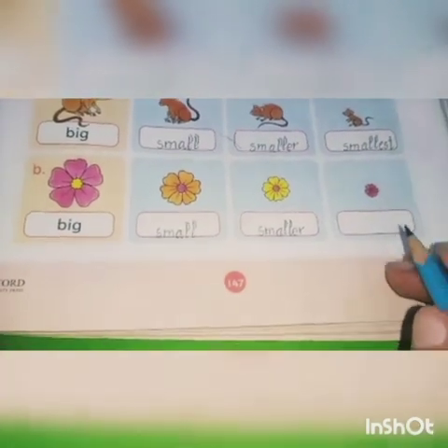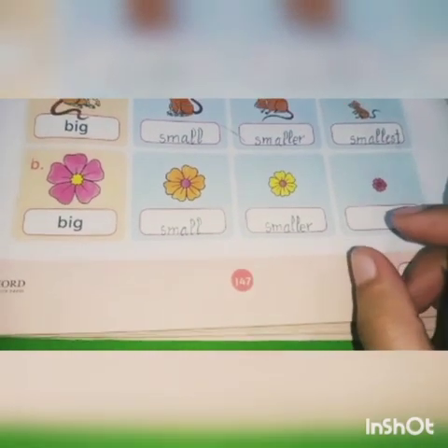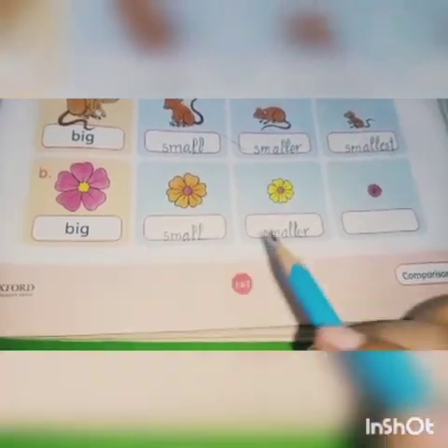Students, here we have our last picture, and we can see here we have a flower which is very small, a very little flower, and it is smaller than all these flowers.